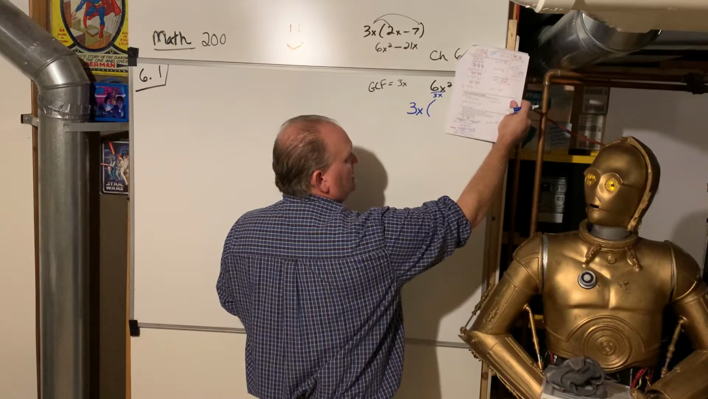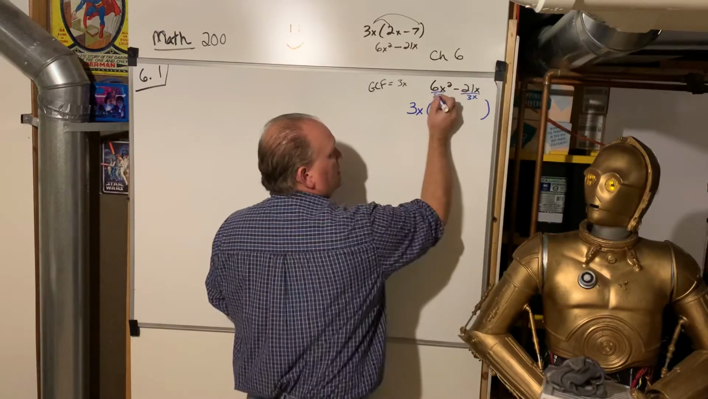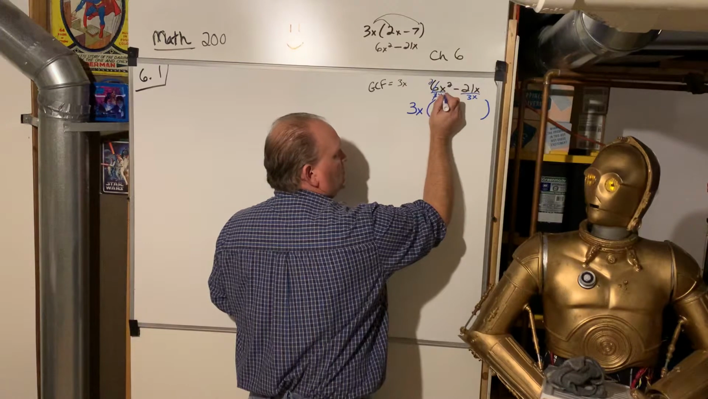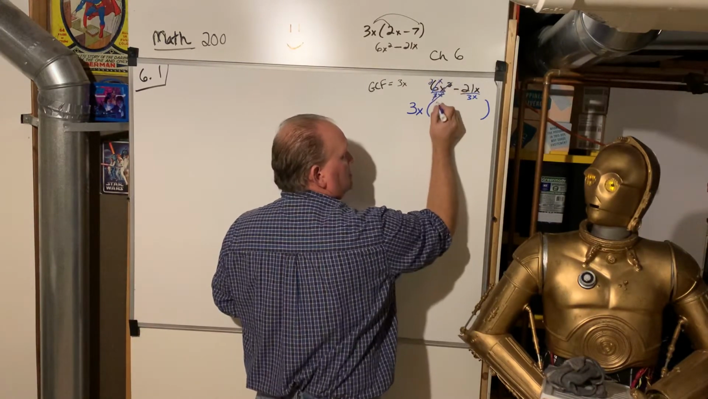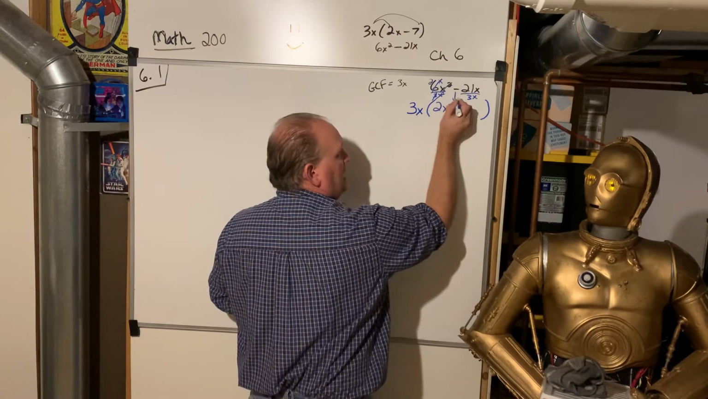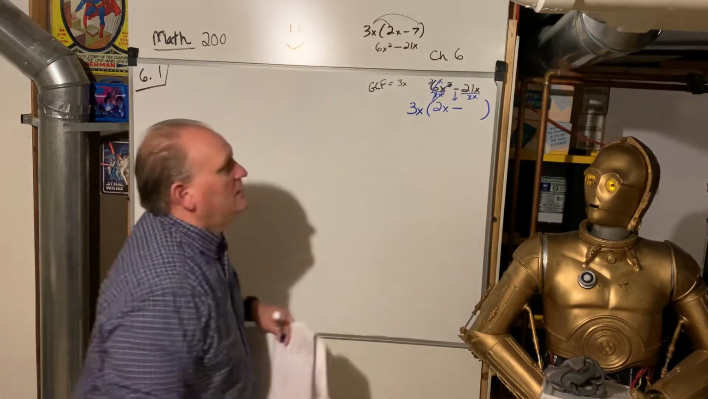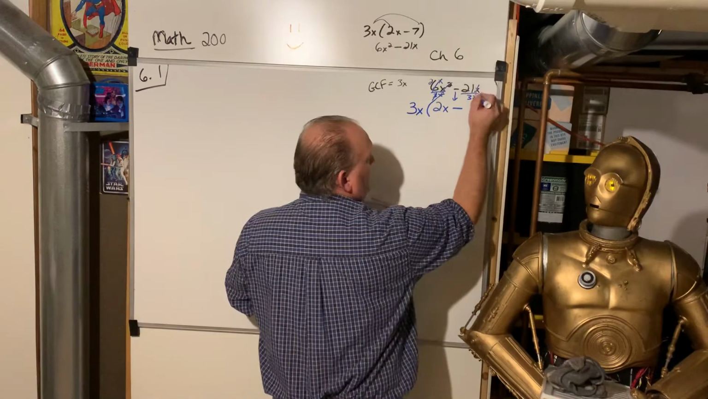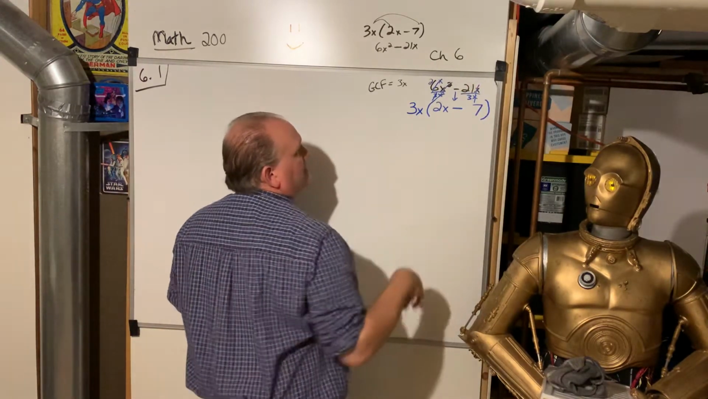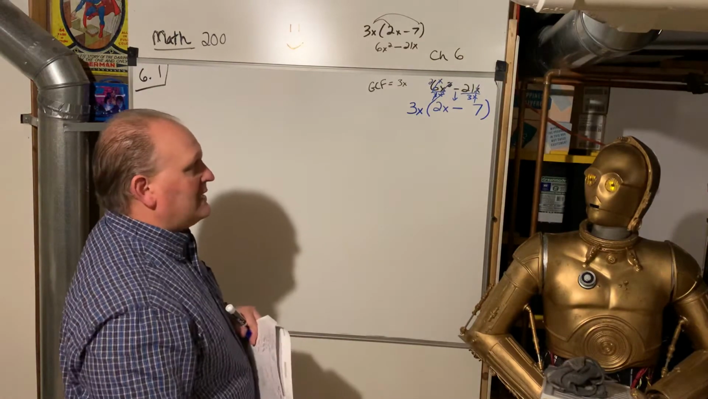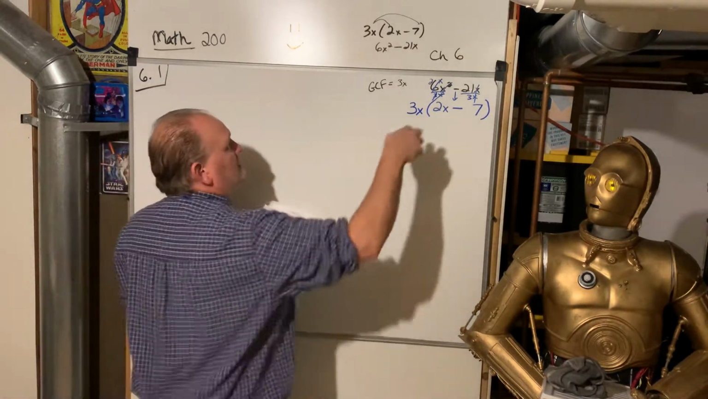So 6x squared over 3x. The 3 goes into 6 twice. One of the x's, remember, that's x1, that's x2. So one of those cancels. So 2x. The minus comes down. And then the x's go away. But 21 divided by 3 is 7. And that's factoring out the greatest common factor. So let's go back and look at this again.